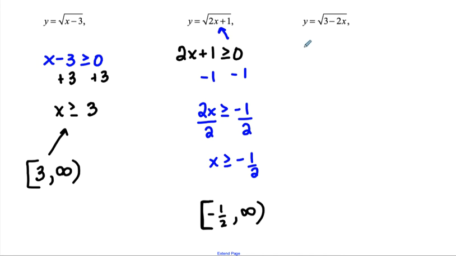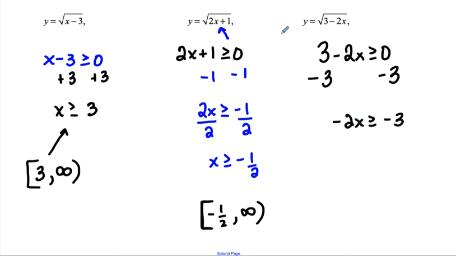Here's our last one. 3 minus 2x. Okay, I'd like you to go ahead and solve the domain and answer the question on Edpuzzle. All right, so if you did your Edpuzzle, you set this greater than or equal to 0. You subtracted 3. Now, here's where it got tricky.